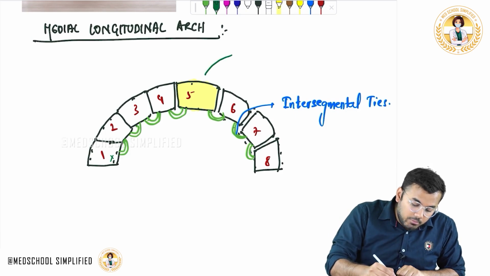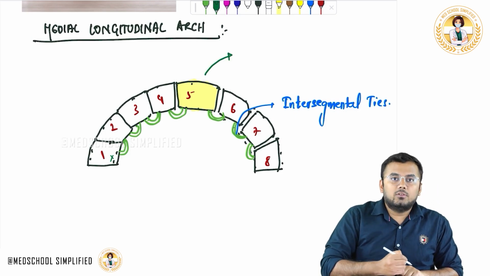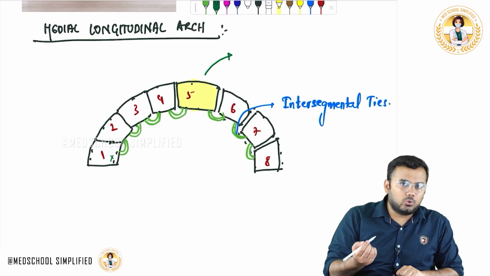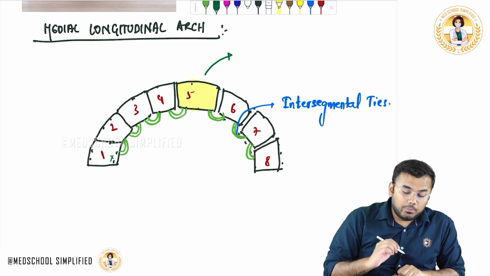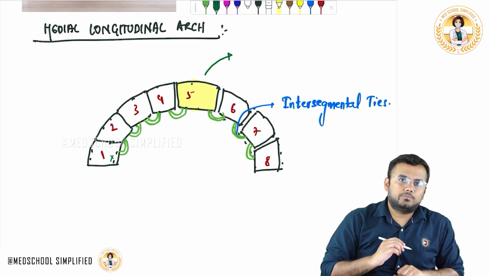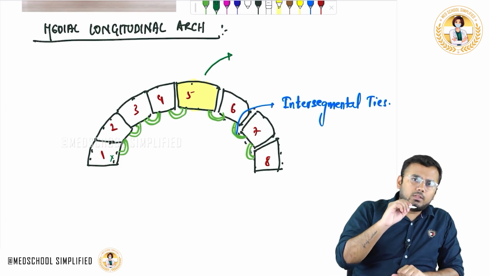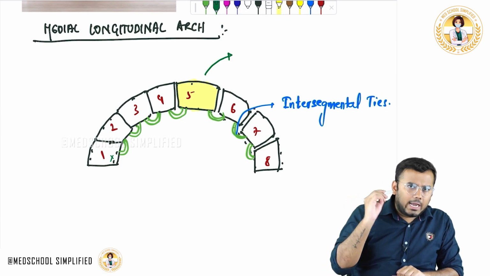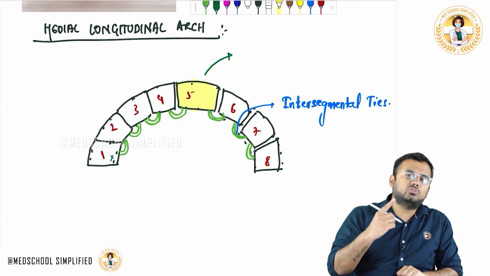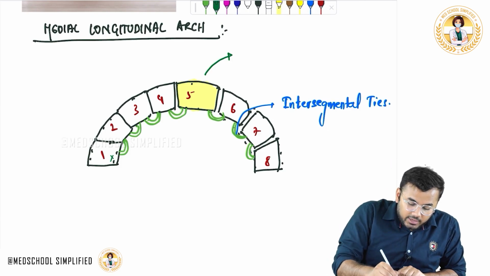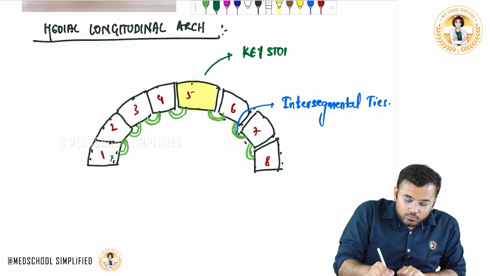But if I remove bone number 5, do you think it will still have the shape of an arch? No, right? The entire arch will be disrupted. So bone number 5 is a very, very important bone here. That is why bone number 5 is called the keystone bone. From now onwards, whether it is the medial longitudinal arch or the lateral longitudinal arch, in both arches there will be one bone in the center which is called the keystone bone.